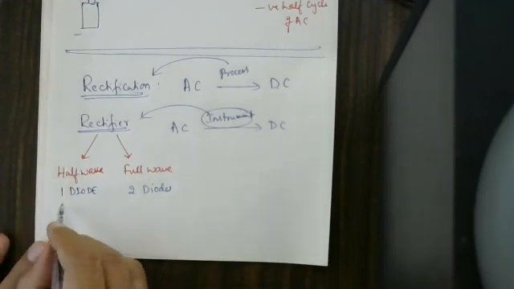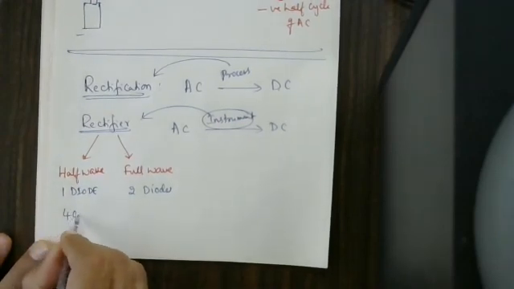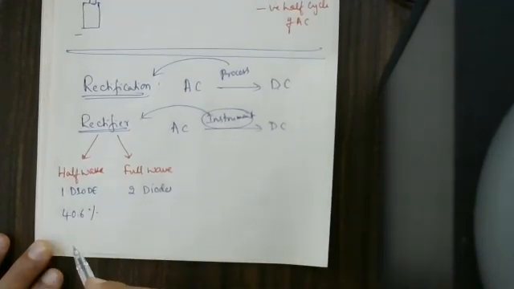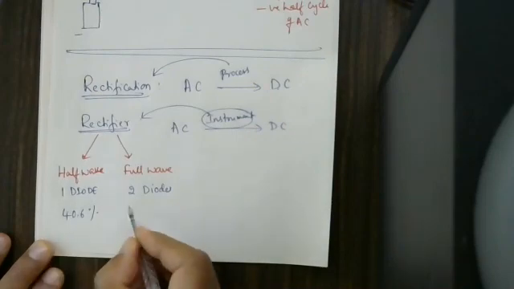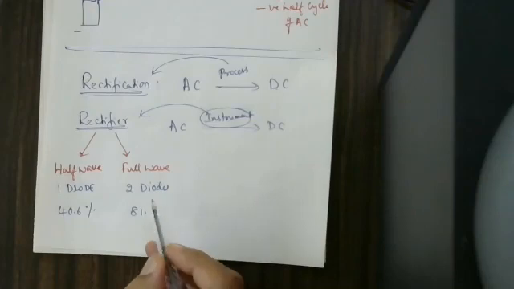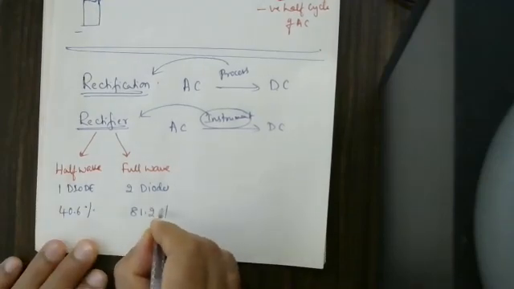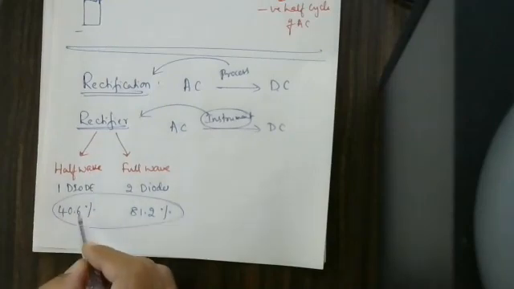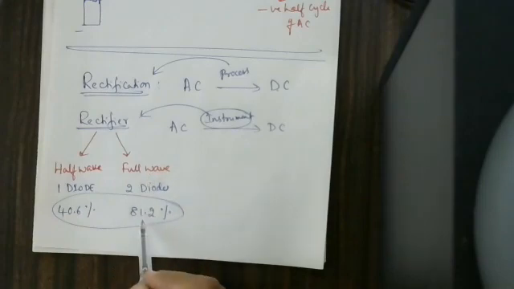Here the output efficiency is 40.6% for the half wave rectifier. For the full wave rectifier, the efficiency is 81.2%, more than the half wave.